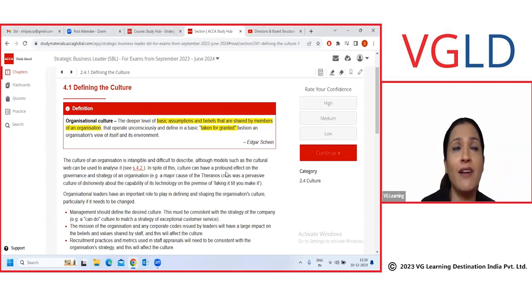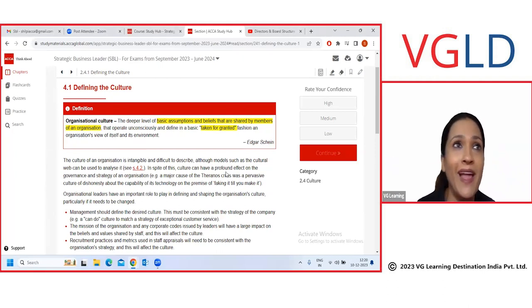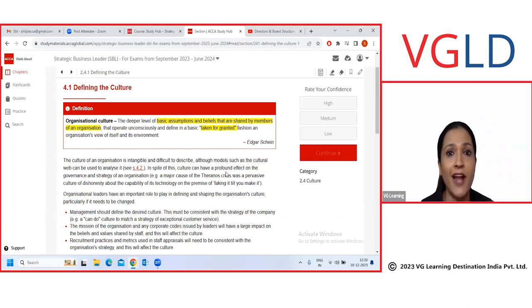So if the culture of the organization is to walk late into the office, so the management is walking in at 11, the managers are walking in at 12, the junior level employees will also take it for granted that we can walk in at any point of time, because that is what the culture of the organization really is. And we basically do what we see really. And that is what the culture of the organization is.